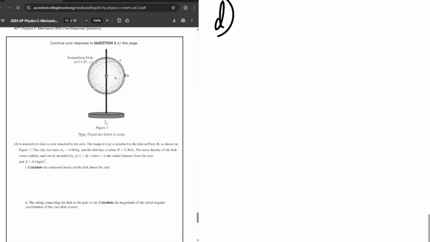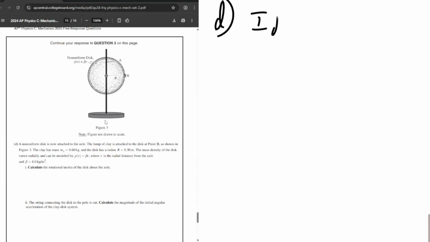A non-uniform disk is now attached to the axle. The lump of clay is attached to the disk at point B, shown in figure 3. Okay, so the lump of clay is now at point B, and it has a mass of 0.60 kilograms. The disk has radius 30 meters, and the mass density of the disk is modeled by rho of r equal to br, where r is the radial distance from the axle, and b is equal to 4.0 kilograms per meter cubed. It's asking us to find the rotational inertia of the disk about the axle.